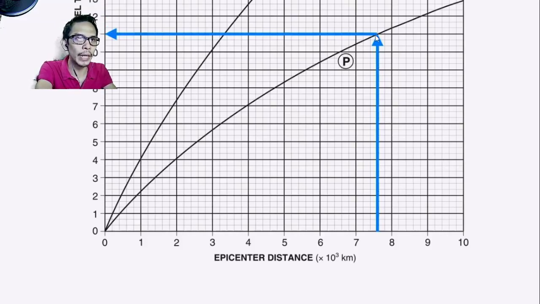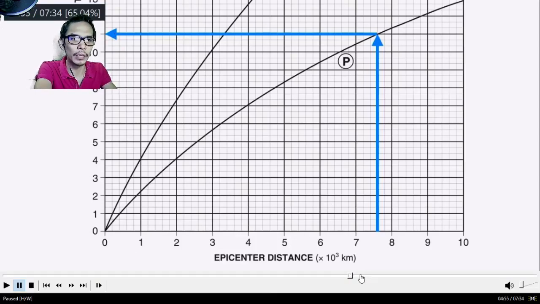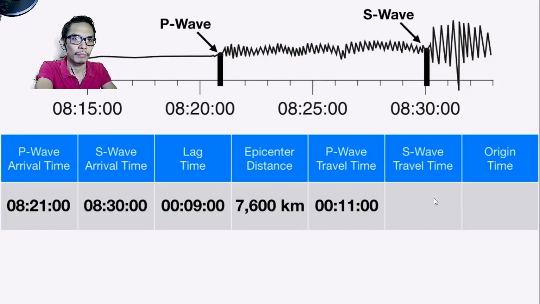And draw a horizontal line from the point where the vertical line touches the P-wave, going to the y-axis, and we have the reading of 11 minutes. So the P-wave travel time is 11 minutes. So let's put it down on the data table. So that is 11 minutes.